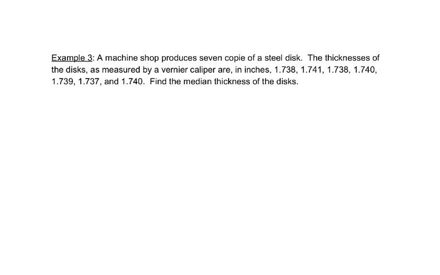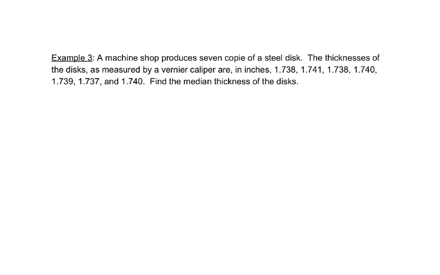A machine shop produces 7 copies of a steel disc. The thickness of the discs, as measured by the vernier caliper, are in inches: 1.738, and then they give us the 7 numbers that we need, and we want to find the median thickness. So the first step, again, is to put these in order from smallest to biggest.